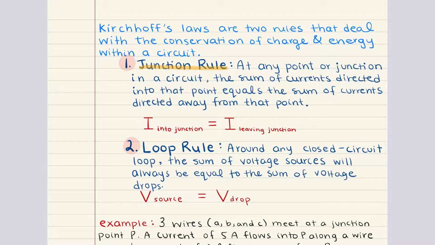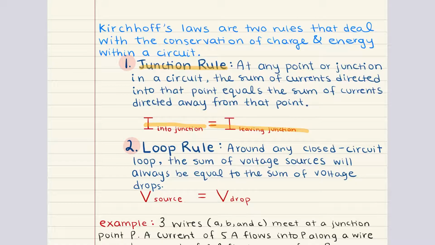This applies to points in a circuit where current splits or merges. These points are called junctions, and this rule states that the sum of all currents flowing into a junction must be equal to the sum of all currents flowing out of the junction. Mathematically, this looks like current into junction is equal to current leaving junction. This principle reflects the conservation of charge. No charge is lost or gained at the junction. What flows in must flow out.